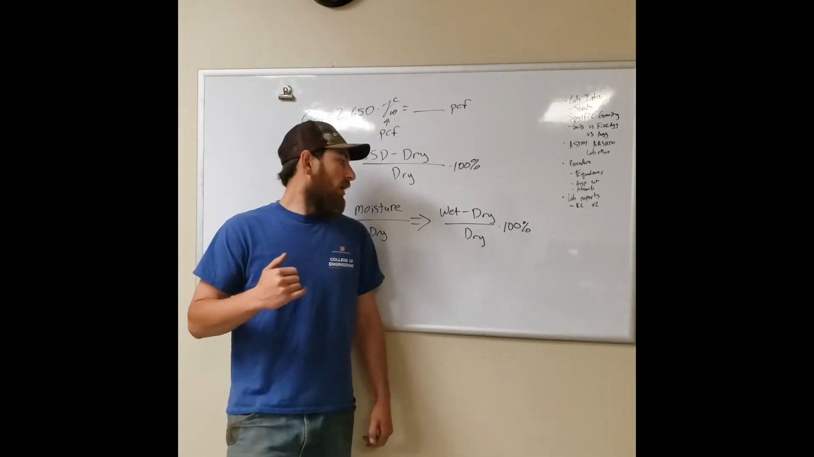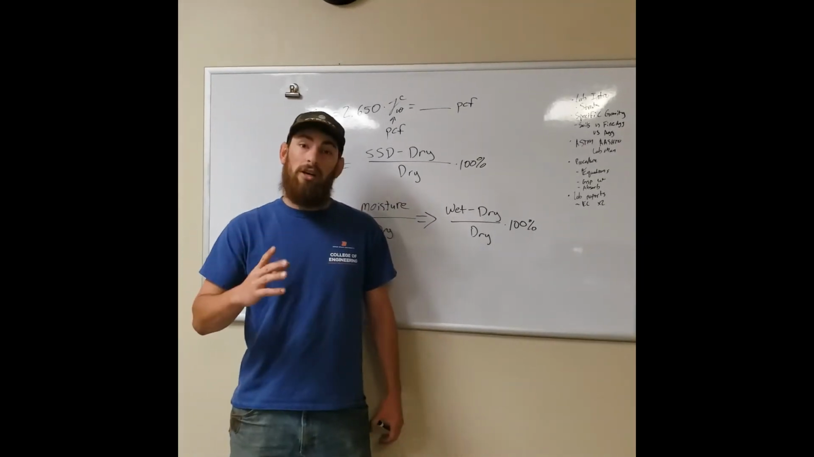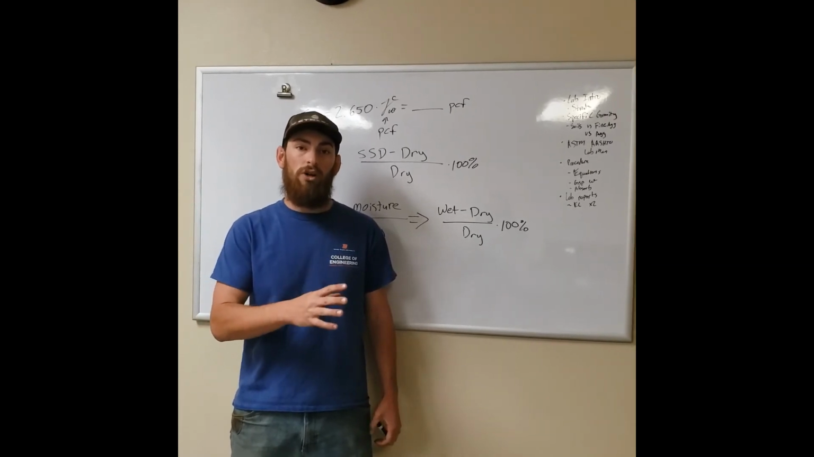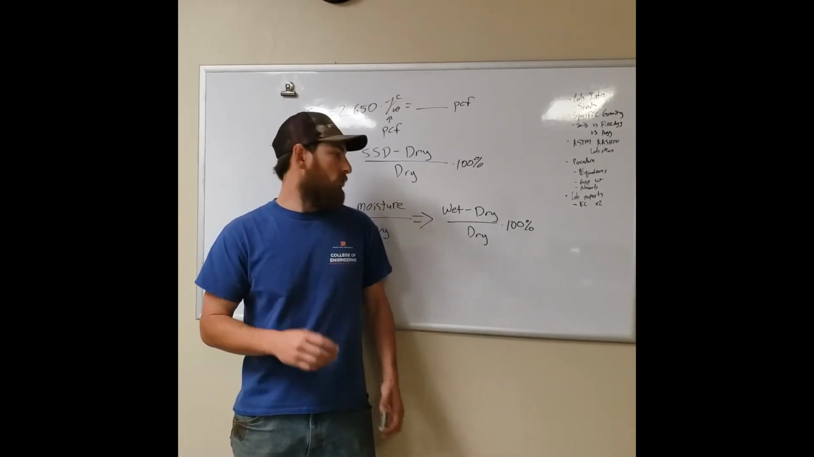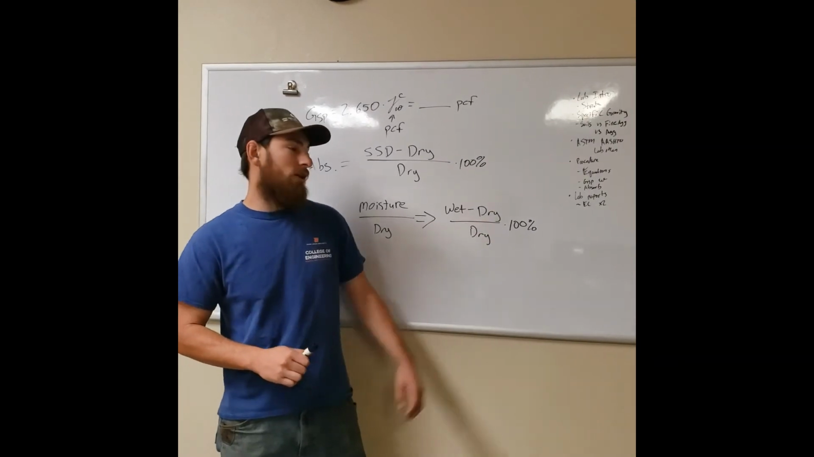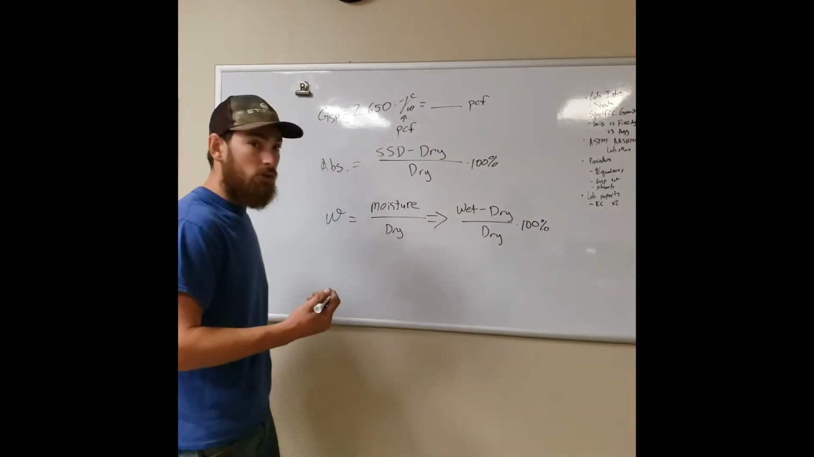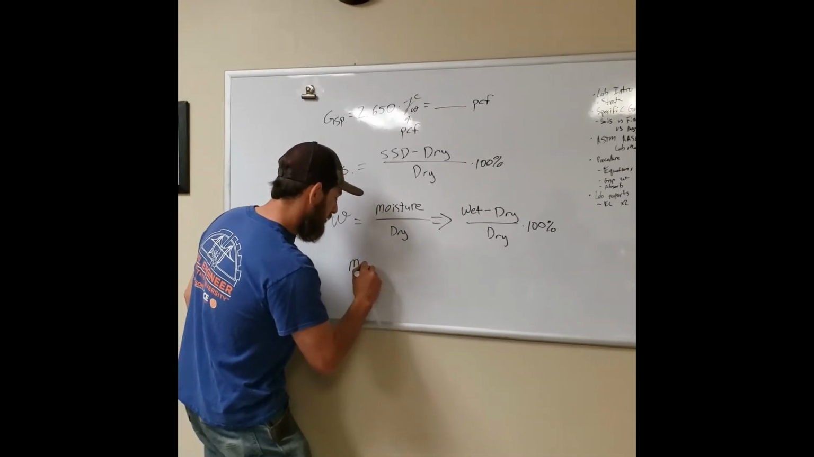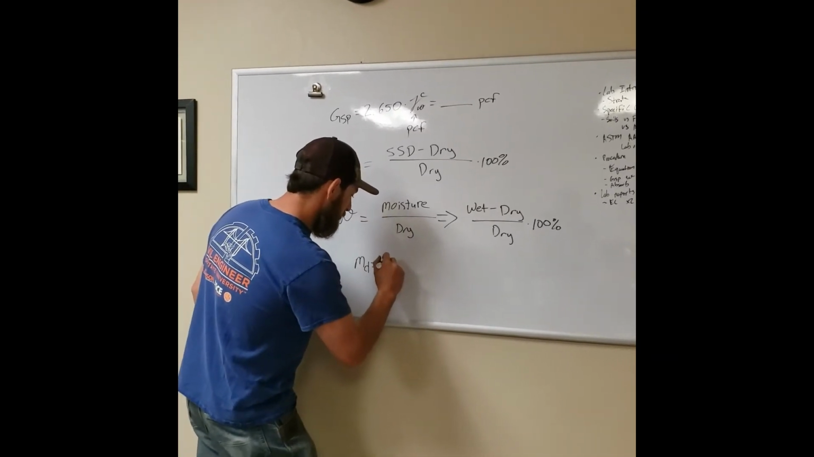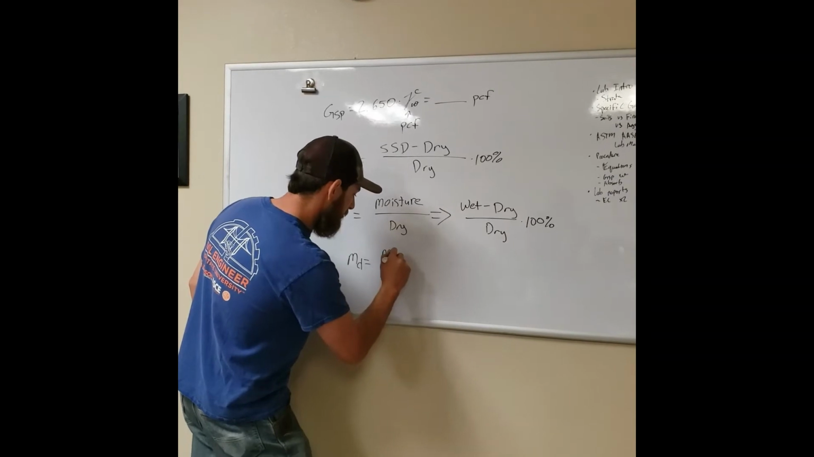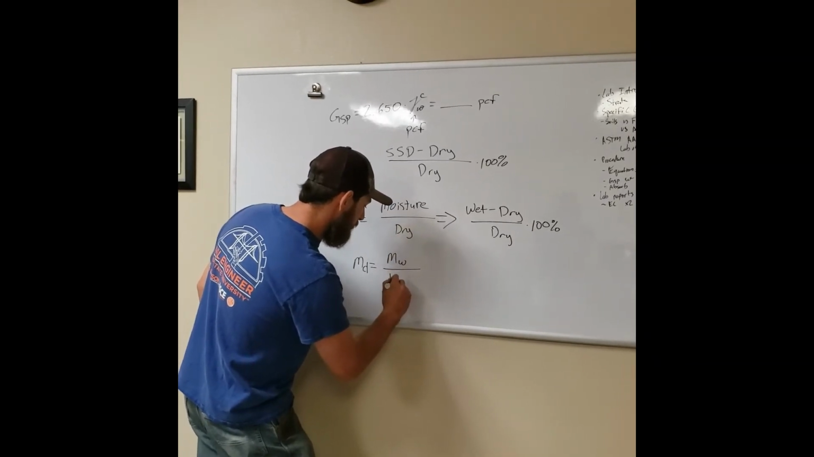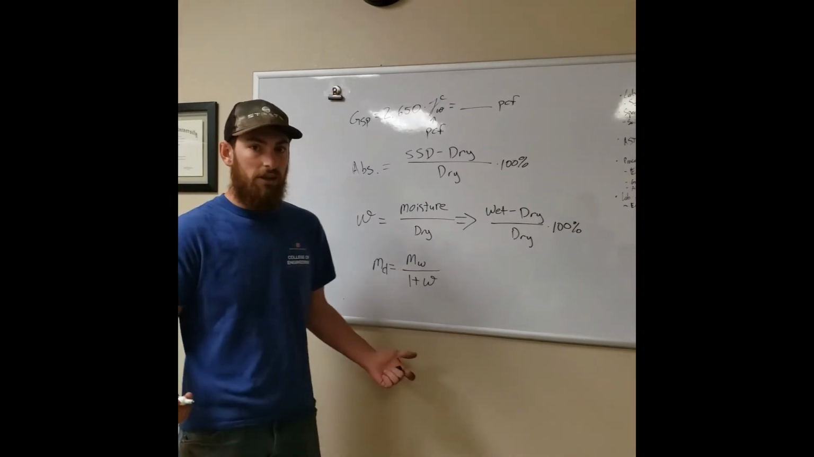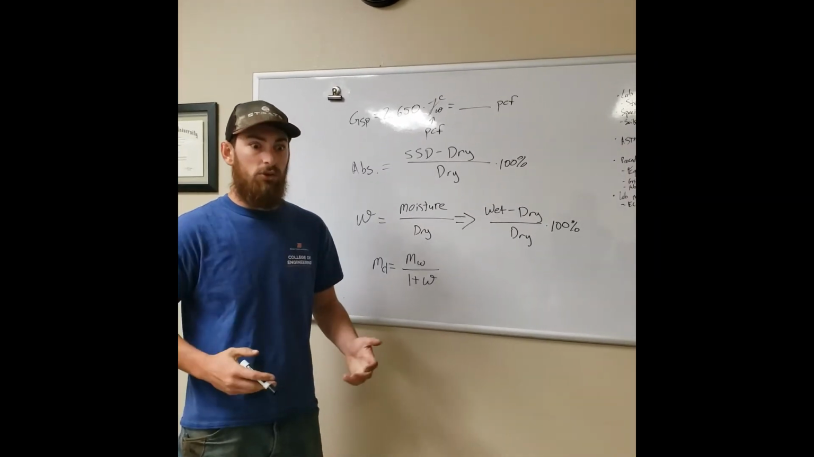So I don't have that dry mass, but I will have a moisture content of where it was at SSD. So you will have to do this to find that dry weight. And again, the mass of dry is basically just equal to your mass of wet over 1 plus your moisture content. So that's all that is. Okay, so again, pretty straightforward.